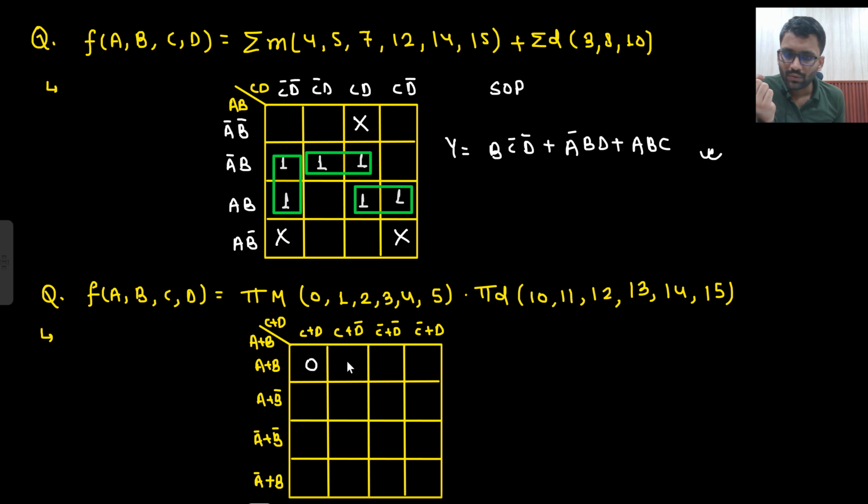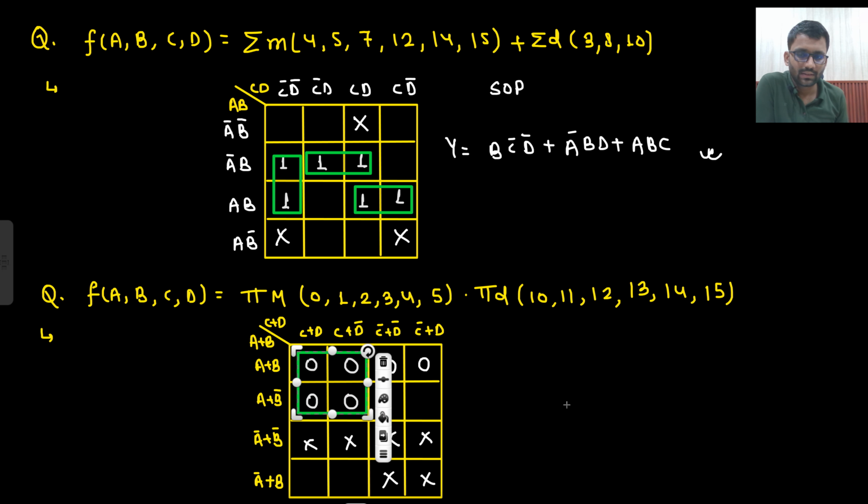0, 1, 2, 3, 4, 5, 6, 7, 8, 9, 10, 11, 12, 13, 14, 15. So this is the scene. Okay, can I make a pair of 4? Yes, I can make 2 pairs of 4. What I can do here, I can go like this and this. That's it. Or I have one more chance.